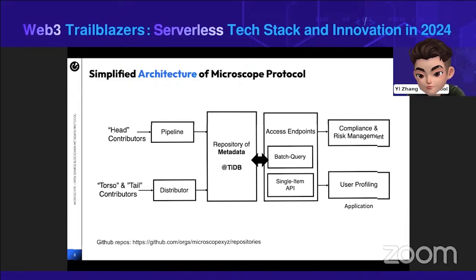And the regular consumers are not necessarily contributors. Therefore, they have dedicated access portals. We support both batch and query access. If you want to generate some analytic insights, you can use batch query. And for most use cases, if you just want to look up the metadata of a specific address, you just use the single item query API. And all of our developed software, you can find on our GitHub. The link is in the slides.